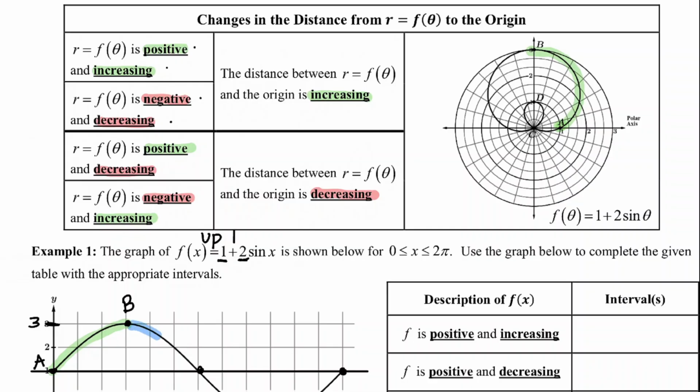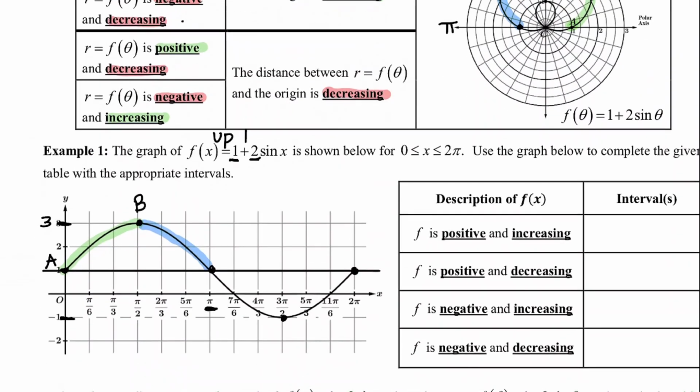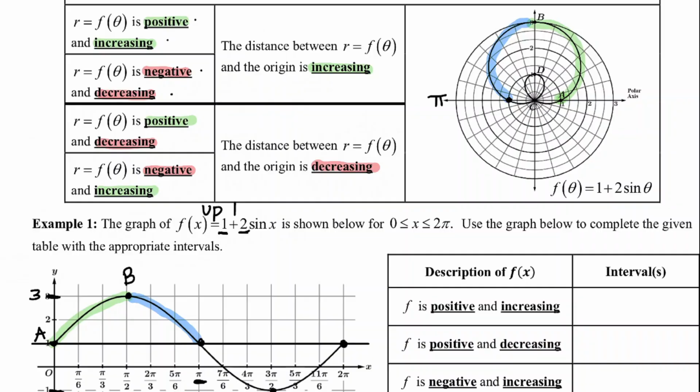Then this is going to be decreasing. It's getting smaller, so it's going to get closer and closer to the origin until I get to right here, pretty much until I get to pi. So when I get to pi, that's where it stops. It's getting closer, though. It's going down. It's positive and decreasing. It's getting closer to the origin.